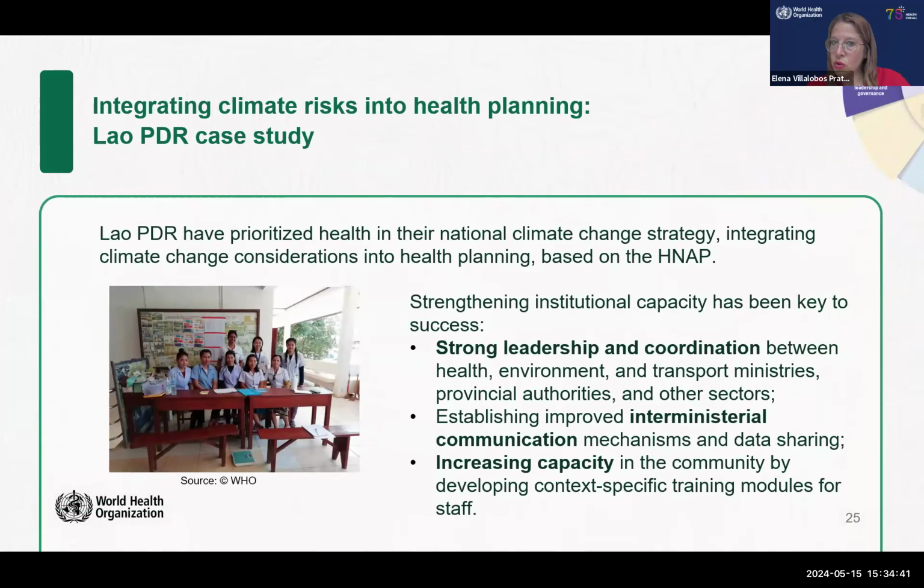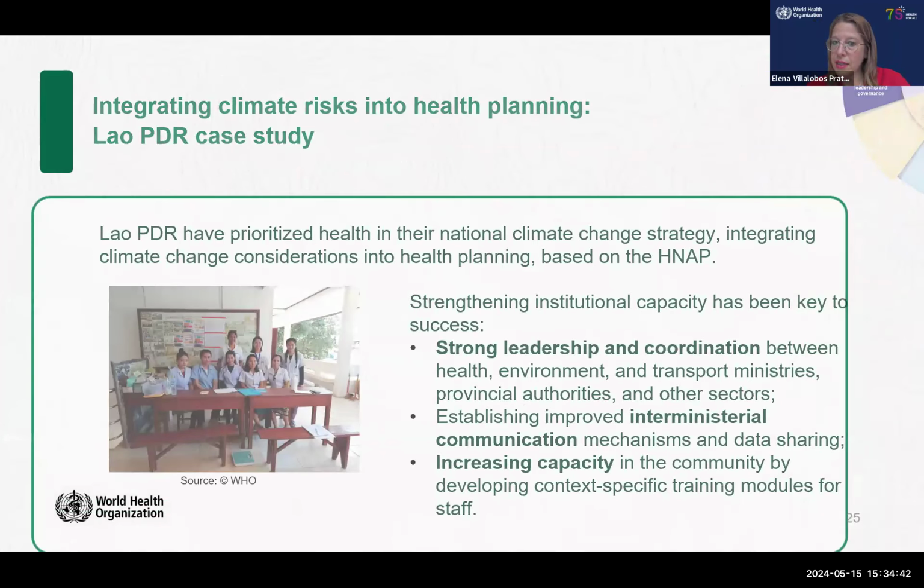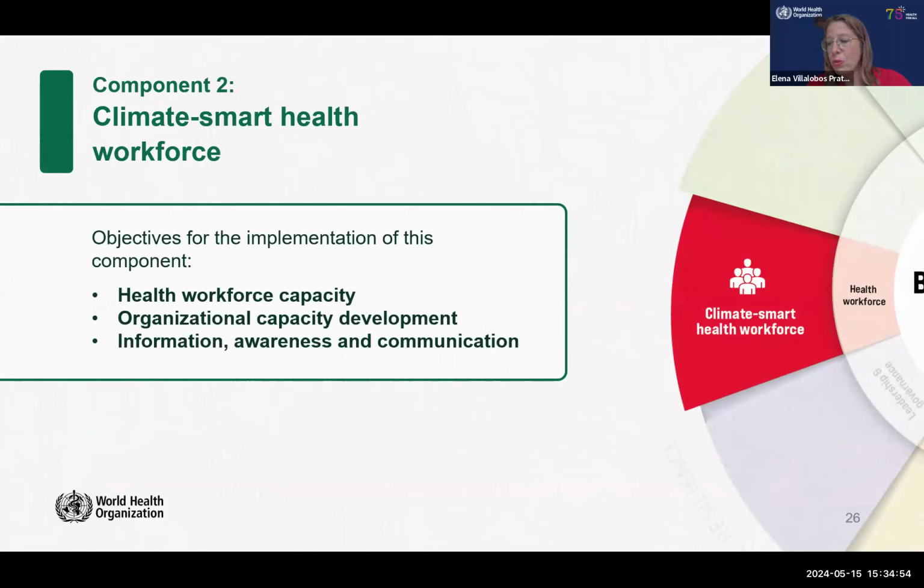I will not go into details on the case studies, but you will have the opportunity to have the slides. Under climate smart health workforce, component 2, basically the objectives refer to the capacity, meaning training and technical knowledge of the health workforce. Also very important is organizational capacity and ensuring that the health system has enough qualified health workforce to deal with this increased health risk posed by climate change. And another very important objective is related to information, awareness, and communication. Next slide, please.